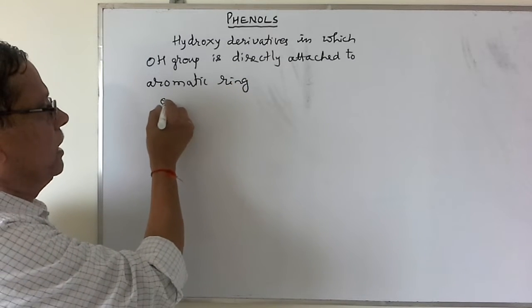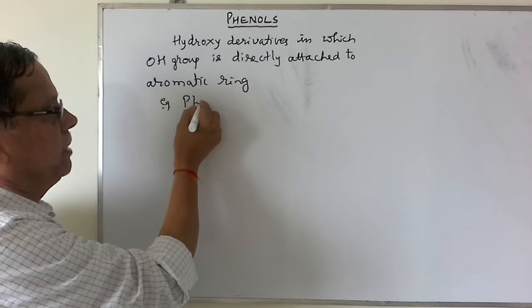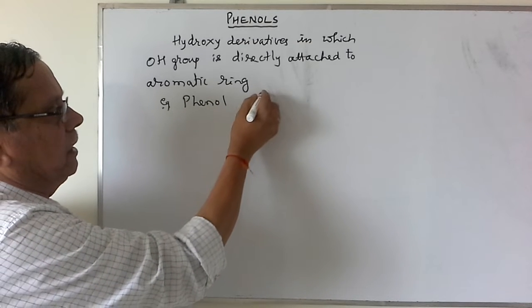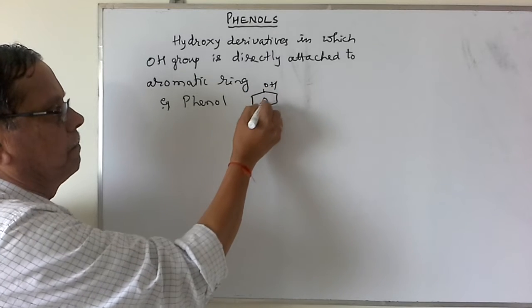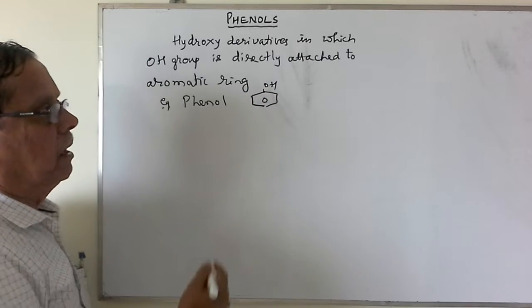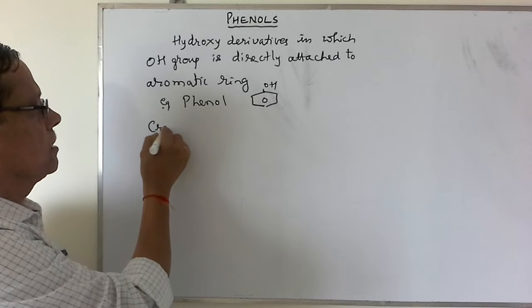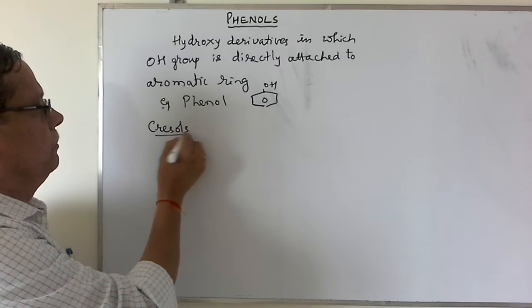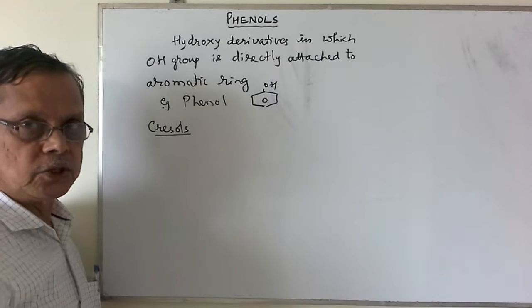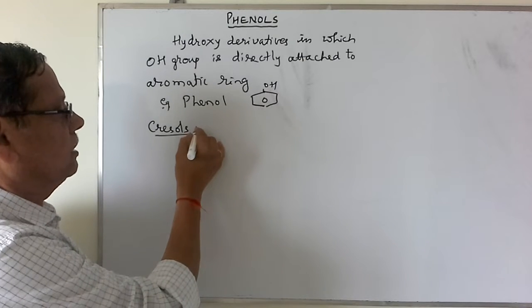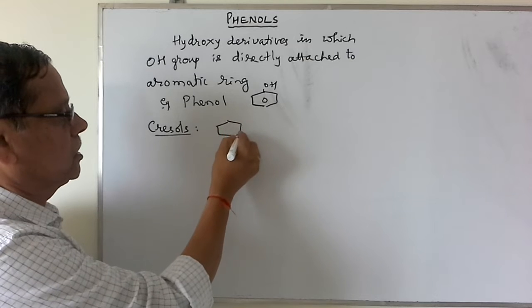So the first example itself is phenol, named as phenol. This contains an OH group directly attached to the benzene ring. Similarly, we have these cresols, in which the methyl group is another substituent attached to that phenol. So we have three isomeric compounds under this one.